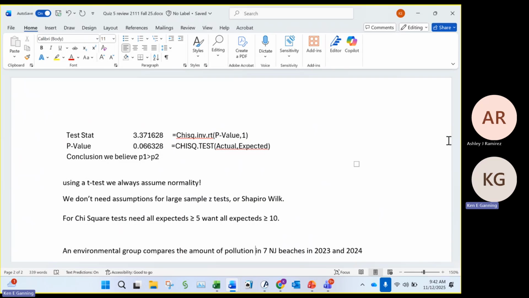For chi-square tests, or for comparing probabilities, we want our expecteds to be greater than 5. Sorry, we want the expecteds to be greater than 10. Less than 5 is a big problem. Between 5 and 10 is kind of a debatable thing. Greater than 10, everyone agrees, we're good.